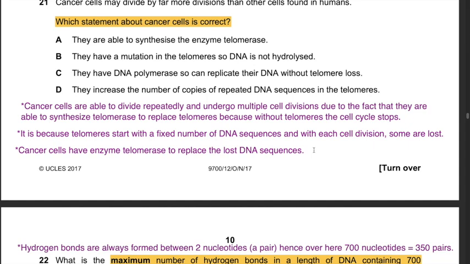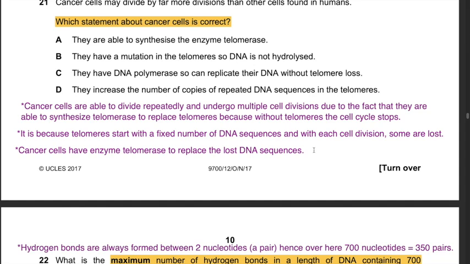Hence, the statement over here that is correct is statement A. They are able to synthesize the enzyme telomerase. The other statements are incorrect because they do not talk about the role of cancer cells dividing, because cancer cells undergo multiple cell divisions, and that can only be explained by statement A. Statements B, C and D do not explain why cancer cells may divide by far more divisions than other cells found in humans. So, the key part of this question is the first statement.